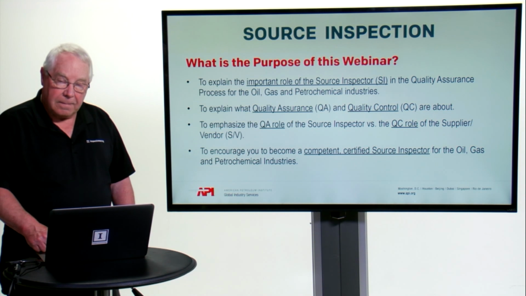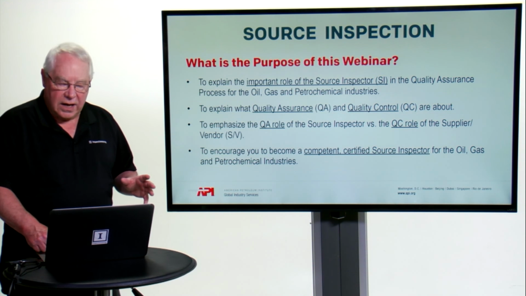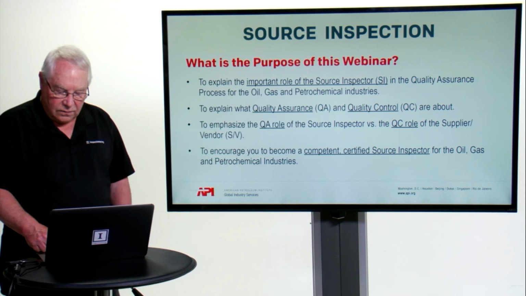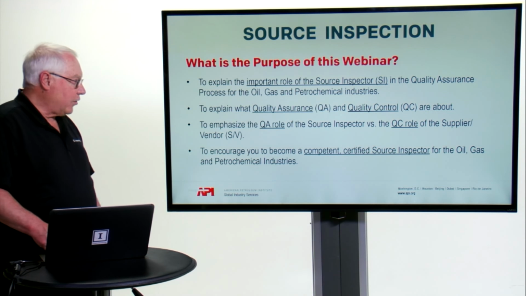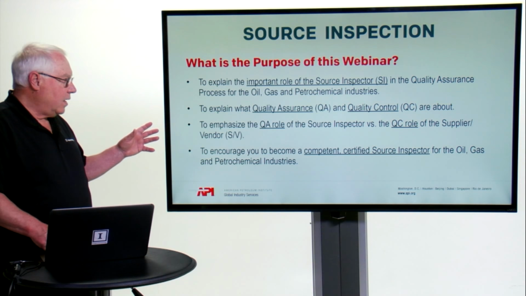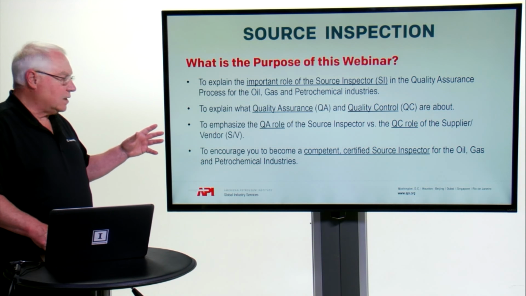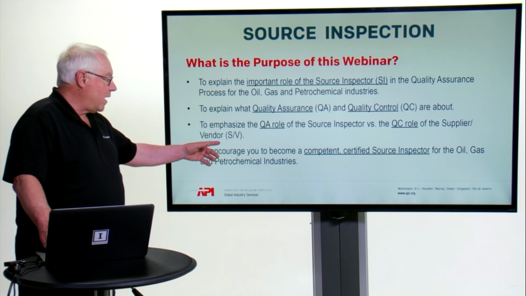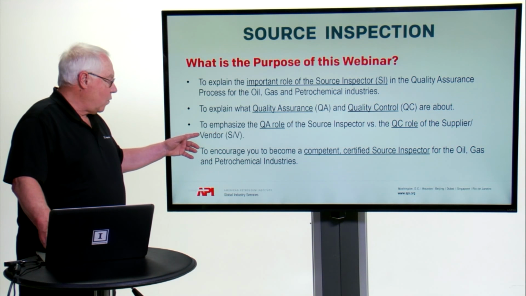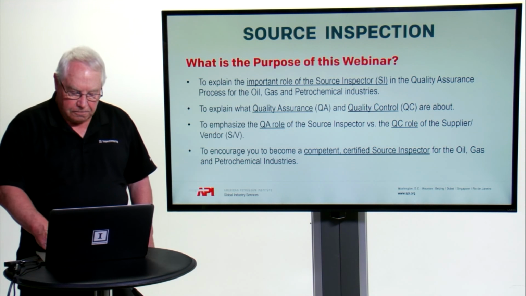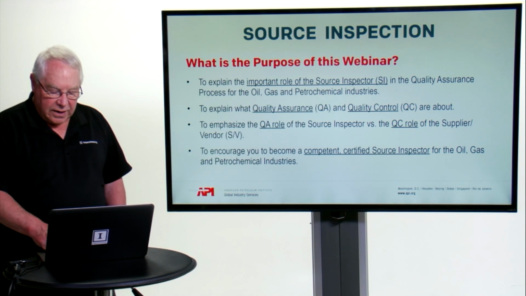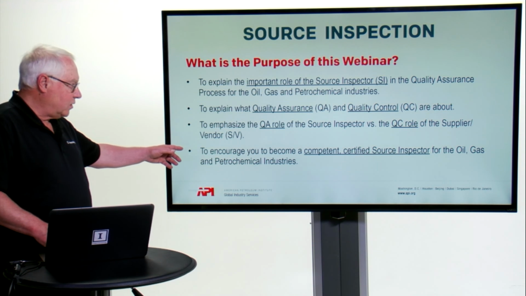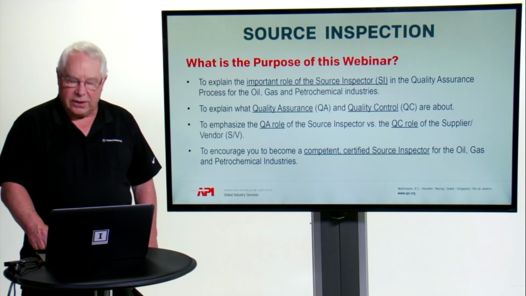Additionally, it's to talk about the difference between quality assurance and quality control and what they're all about, and to emphasize the quality assurance process of the source inspector and his very important role in the quality control process that is carried out by the supplier vendor. That's another acronym you'll see quite a few times on the slides today, SV standing for supplier vendor. And finally, to encourage you to become a competent, certified source inspector in the oil, gas, and petrochemical industries.